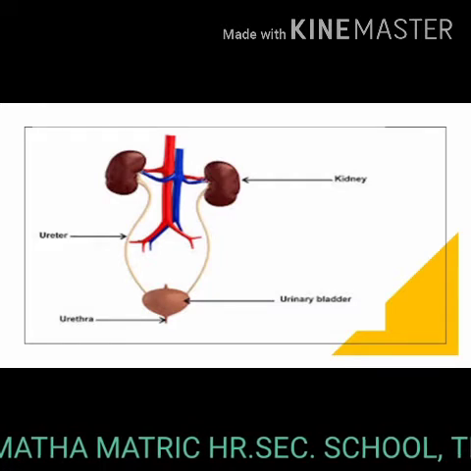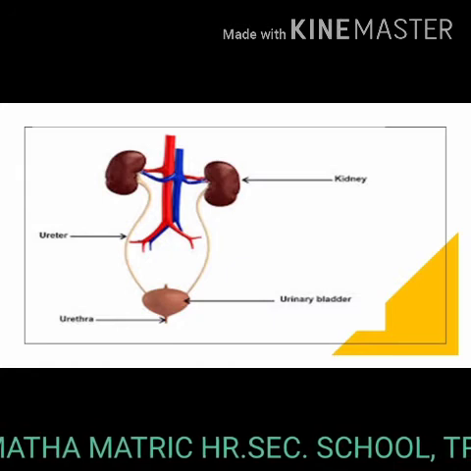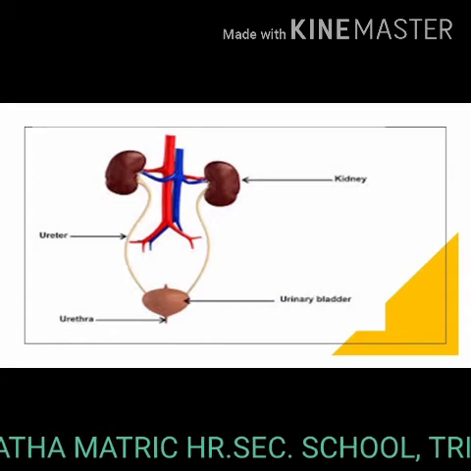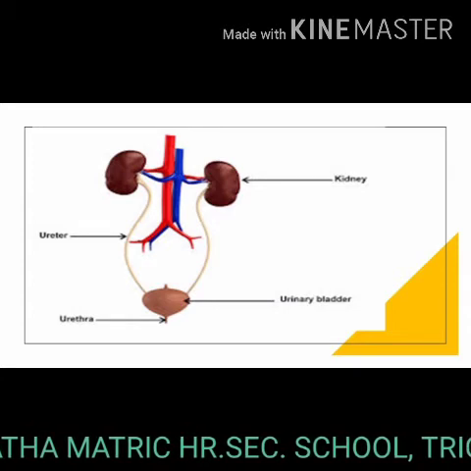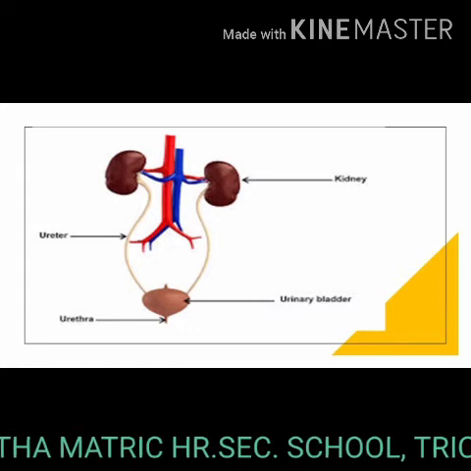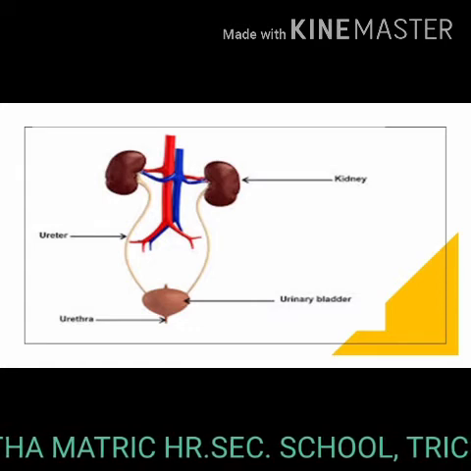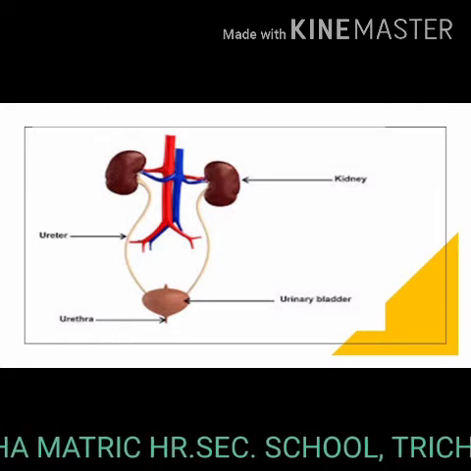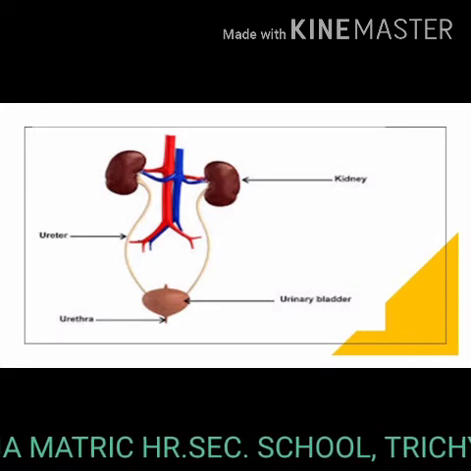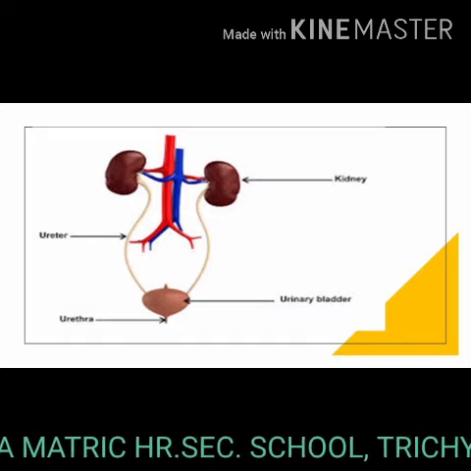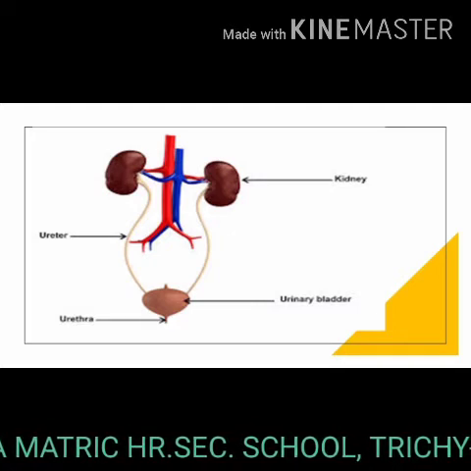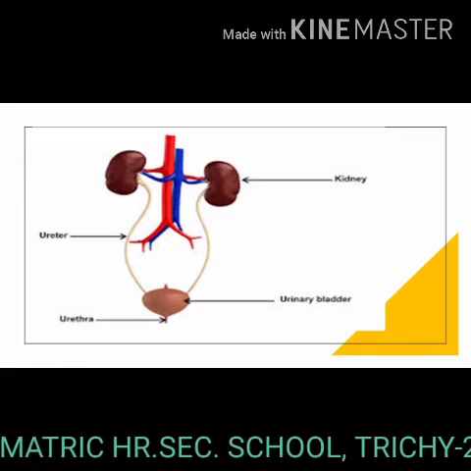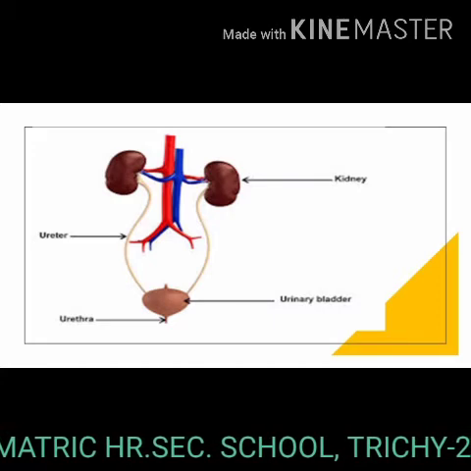Urinary bladder. The urinary bladder is a sac-like structure which lies in the pelvic cavity of the abdomen. It stores urine temporarily. Urethra. The urethra is a membranous tube which conducts urine to the exterior. The urethral sphincters keep the urethra closed and open only at the time of micturition, that is, urination.